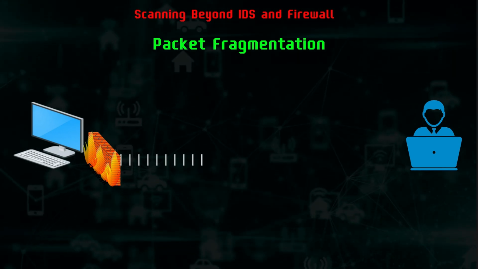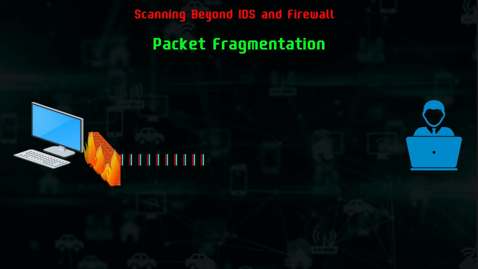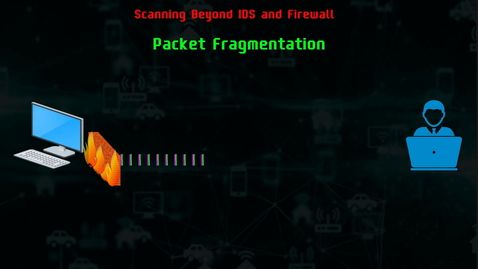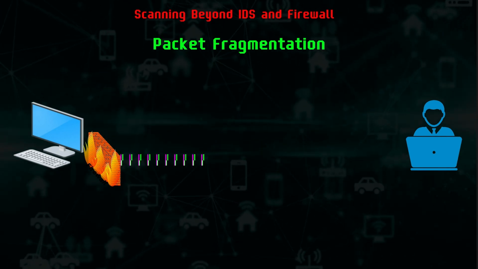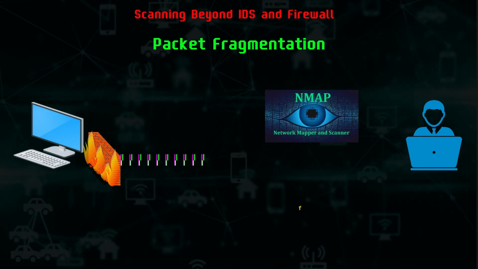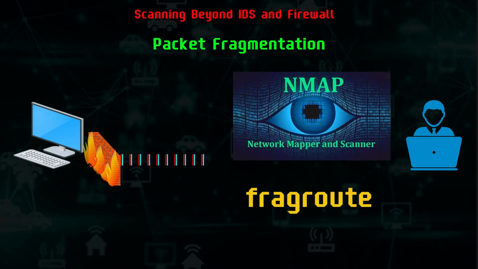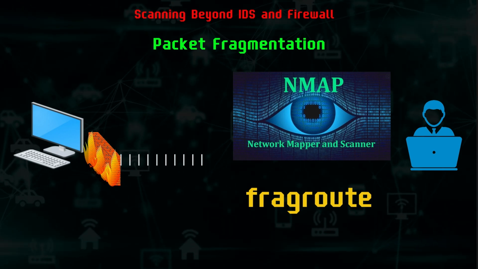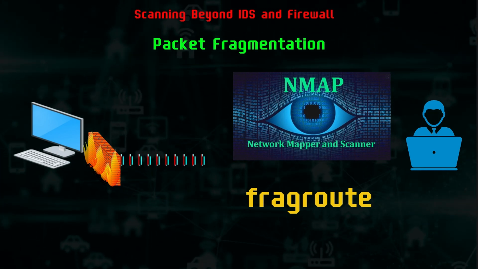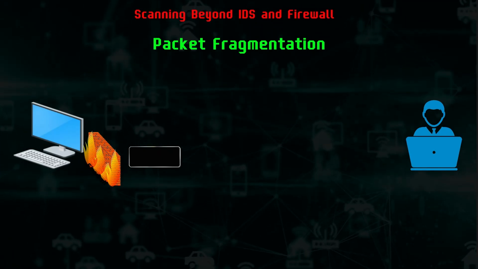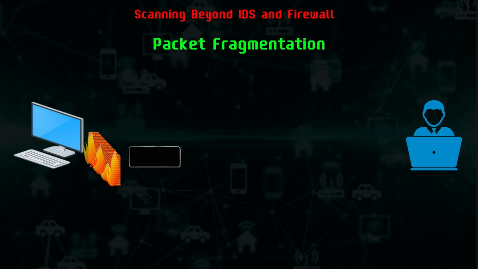Let me tell you that most intrusion detection systems are configured to skip the fragmented packets during the scanning. Therefore, an attacker may use various tools, such as Nmap or fragroute, for splitting the probing packets into smaller packets that can be easily evaded through the port scanning techniques employed by IDS. Once these fragments reach their destination, they are reassembled to form a single packet.